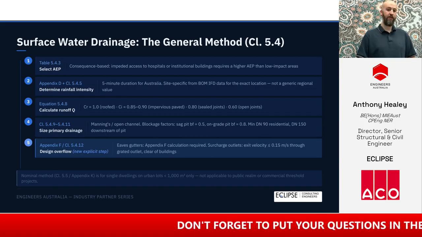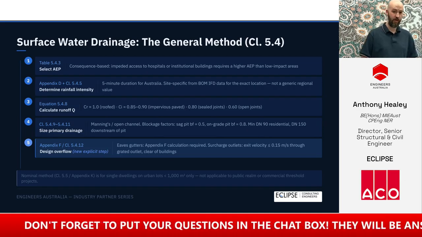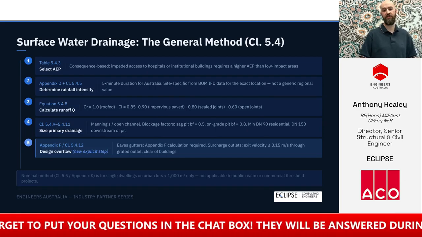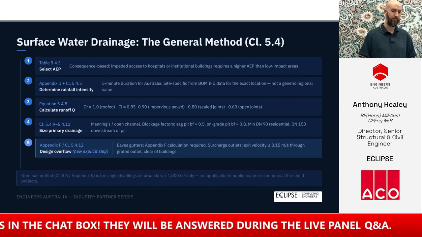An important note: the nominal method under clause 5.5 and Appendix K is for single dwelling urban lots under 1,000 square meters only. It's not applicable to public realm or commercial threshold projects.